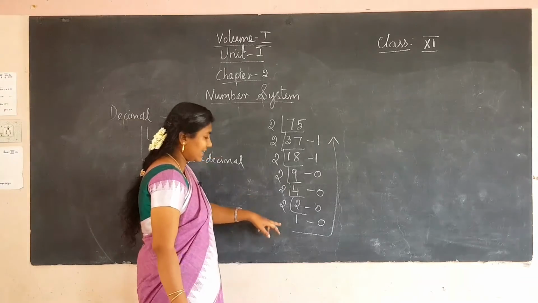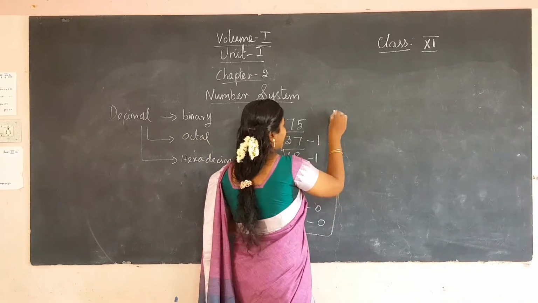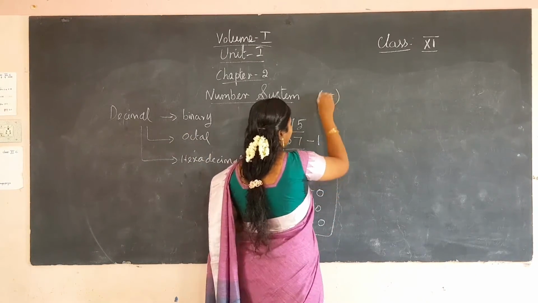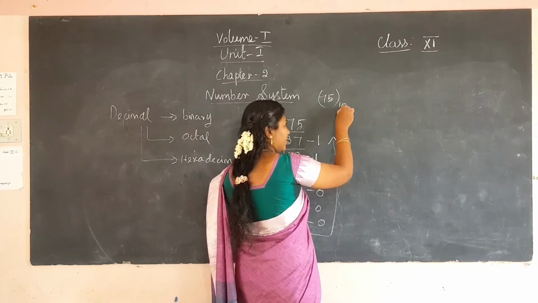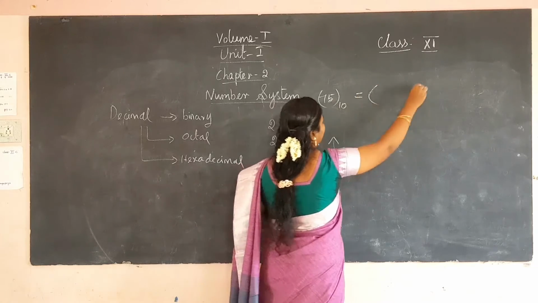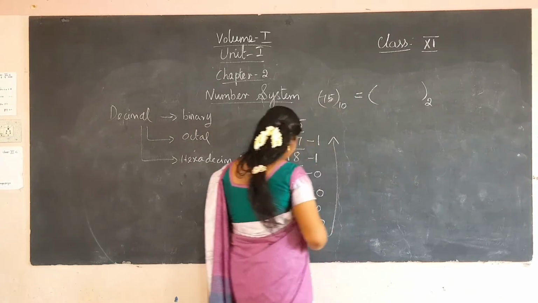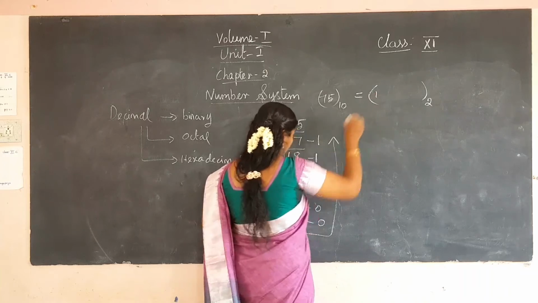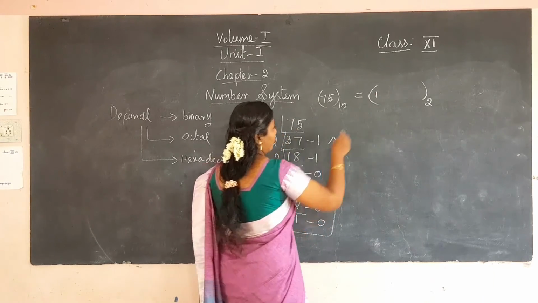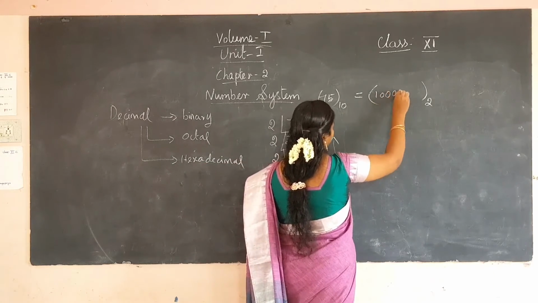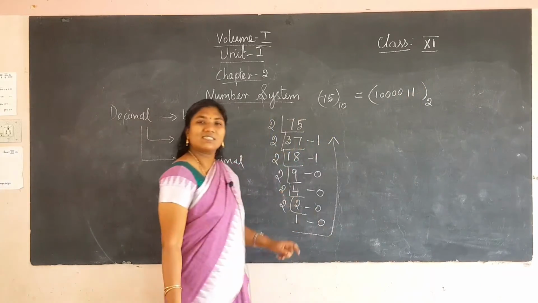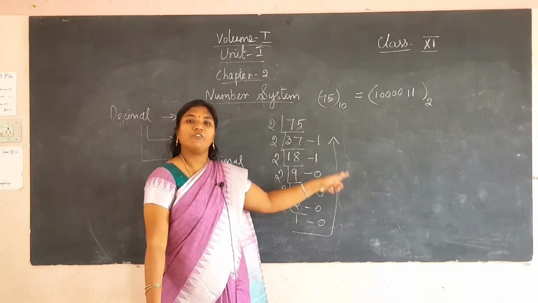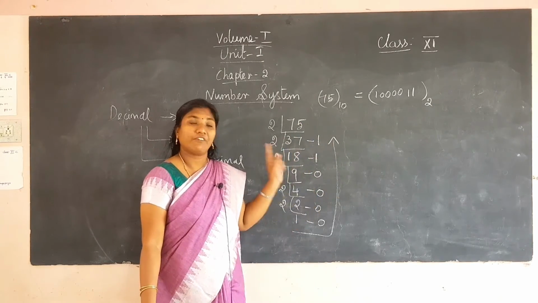Okay. So, you must write the answer from here. So, 75 to the base 10, that is, 75 is a decimal number, so it has the base value 10. What is its binary equivalent, that is, the base value 2? It is 1, 0, 0, 1, 0, 1, 1. So, this is the binary equivalent for the decimal number 75.